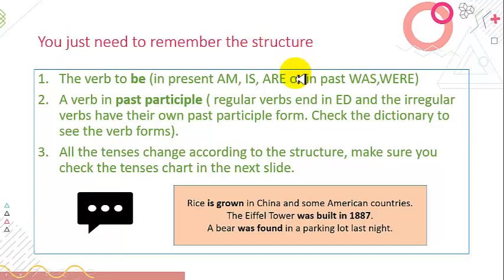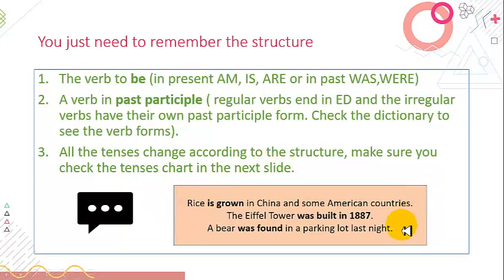You just need to remember the structure. Number one, the verb to be. In present, am, is, are, or in past, was, were. Number two, a verb in past participle. Regular verbs end in ed, and the irregular verbs have their own past participle form. Check the dictionary to see the verb forms. Number three, all the tenses change according to the structure. Make sure you check the tenses, the chart in the next slide.